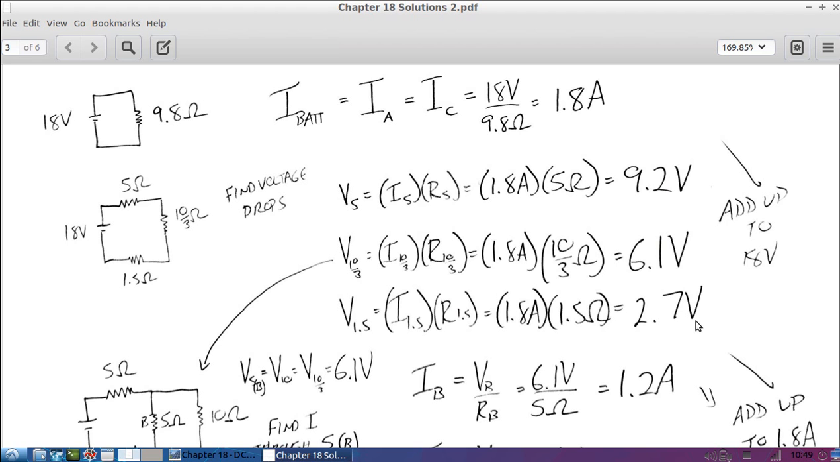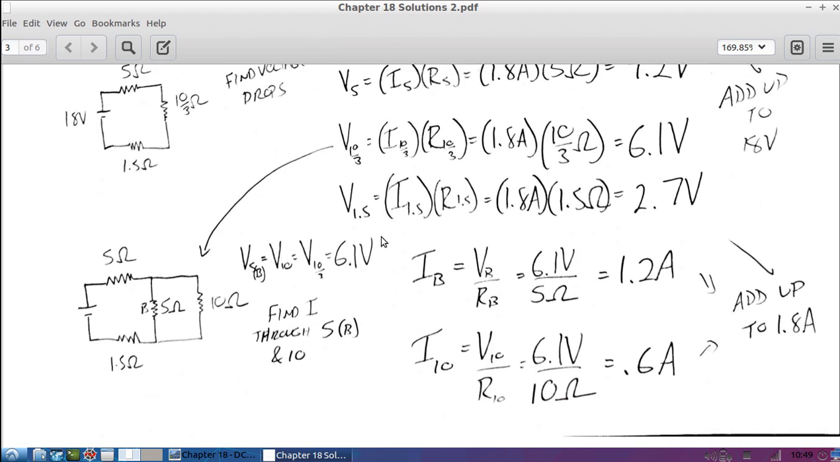So I found all these voltage drops across the resistors on the same path as the battery. The loop rule tells me they should add up to 18 volts, and they do. All right. Depending on how you round, you might be off by a 1/10 of a volt or something like that. Don't panic too much about that, based on how you rounded. So as long as you're pretty close to 18, you should be in good shape.